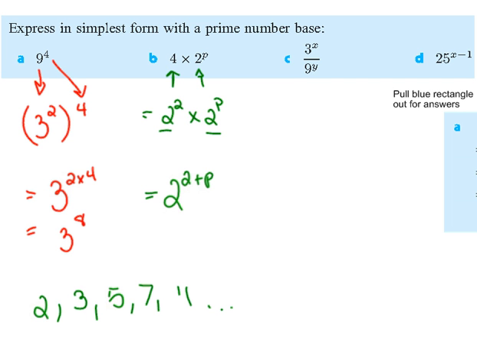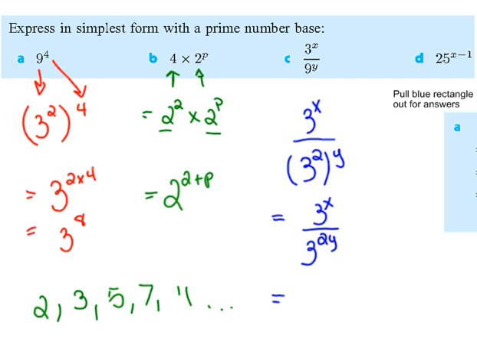And in this third one, again, we're dealing with 9. 9 is not a prime number, but we can write it as 3 squared. So we've got 3 to the x over 3, we've got a power to a power, so we'll multiply those. We've got 2y, and now we've got subtraction of our exponents because we're dividing with the same base. We have a base of 3, and so we'll have 3 to the x minus 2y.